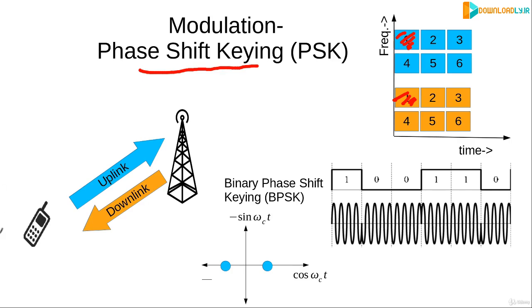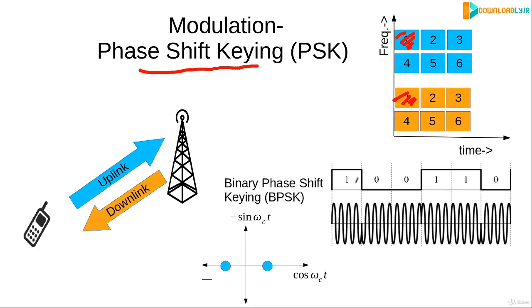And taking the example of the uplink time slot, if this time slot is being used to send the digital data from the mobile station to the base station, this digital data may be the digitized voice, or this may be the internet data that is being carried from the mobile station to the base station over this time slot or this channel. So we are modulating this data using the binary phase shift keying.